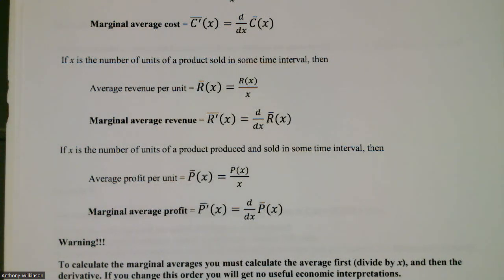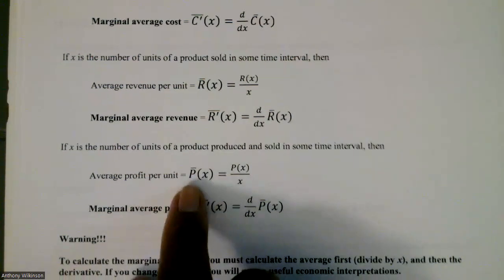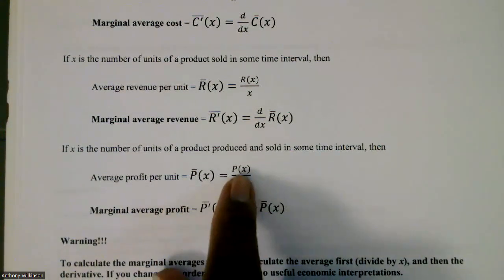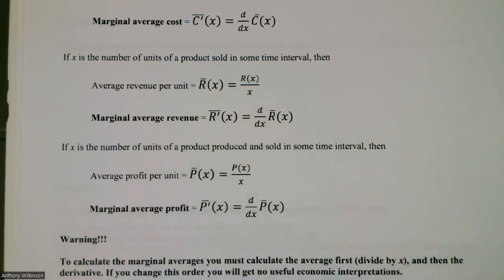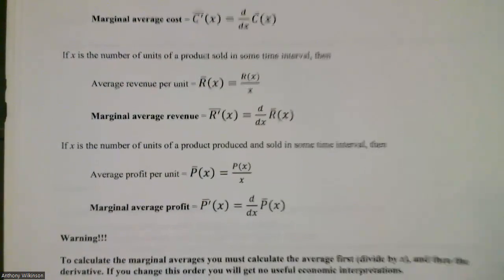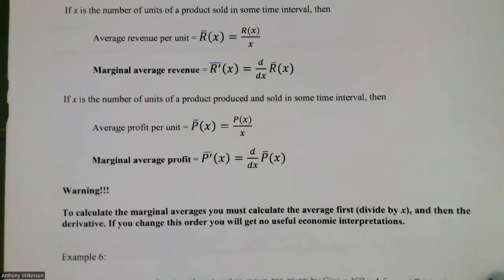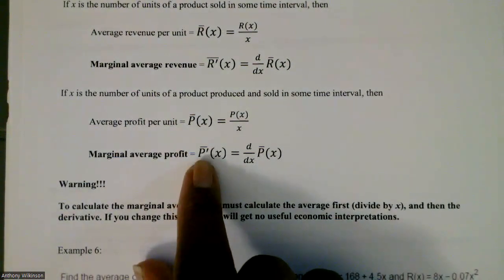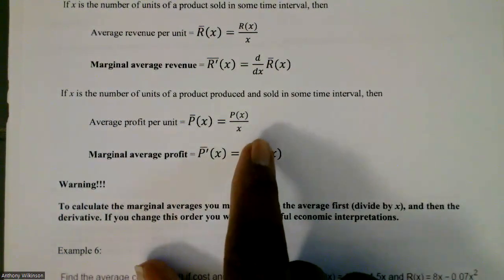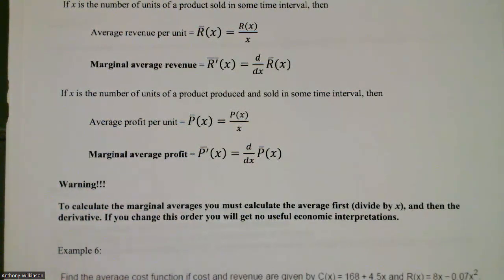And finally, if x is the number of units of a product produced and sold in some time interval, then your average profit per unit would just be this. P bar of x would be just your profit function divided by x. And then for the marginal average profit, we just take its derivative. So P bar prime of x would be just the derivative of your average profit function, P bar of x, with respect to x.